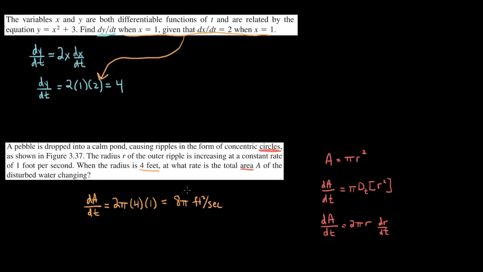So again, pretty straightforward here. We just have to remember, first of all, how to find the area of the circle, or recognize we're dealing with circles, find the area of the circle, and use implicit differentiation.